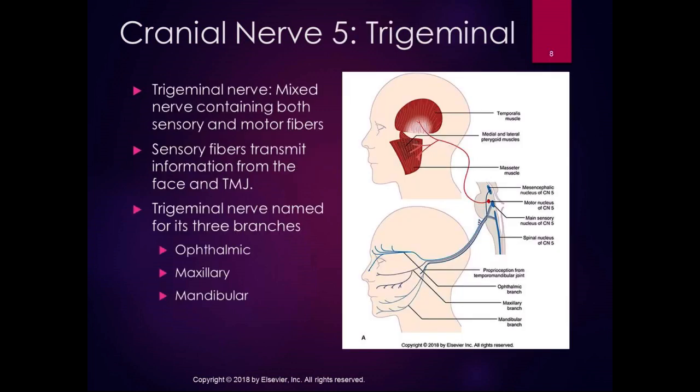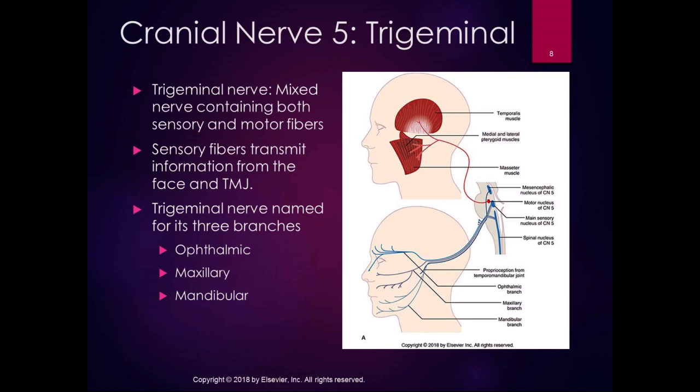So cranial nerve 5 is the trigeminal nerve. It's mixed. It has both motor and sensory fibers. So that's where it's different from spinal nerves. Sensory fibers transmit sensory information from the face and the temporomandibular joint. And the motor fibers control the muscles of mastication. So the trigeminal nerve has 3 branches.